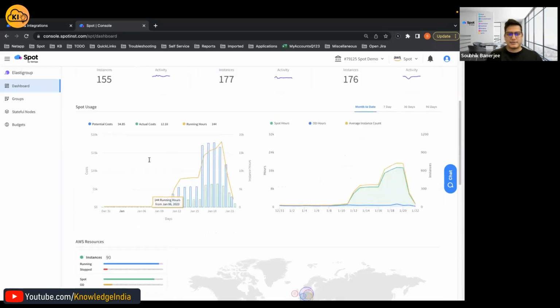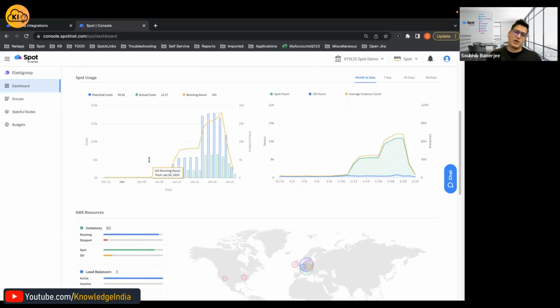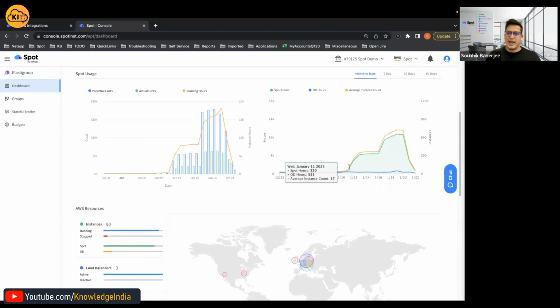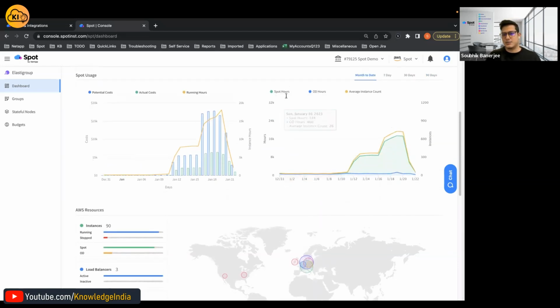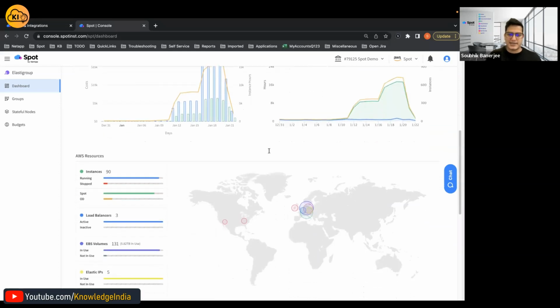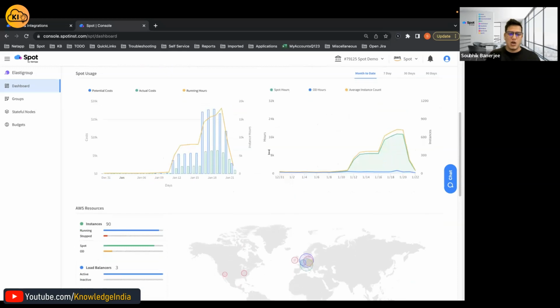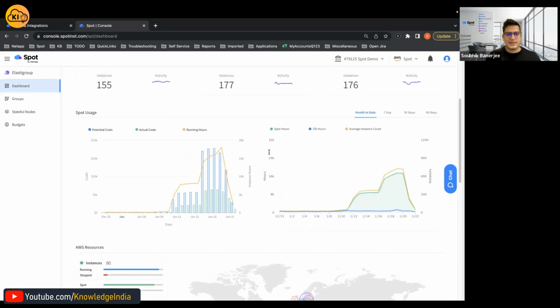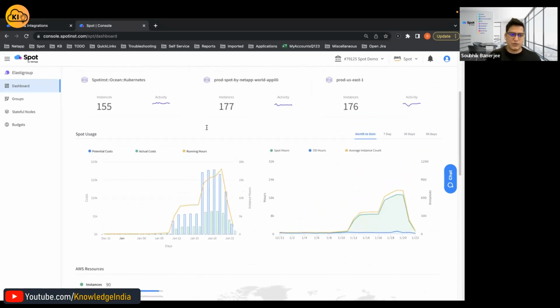And yes, if you move down, you will see the Spot usage, right? As to how the Spot usage has been for your applications. You can see it month to date, 7 days, 30 days, or a maximum of 90 days. And you can also see the Spot hours, ODRs, average instance count, this type of information. Basically, it gives you an overview of the instance types, or the Spot markets, that you have been using for your Elastigroups.